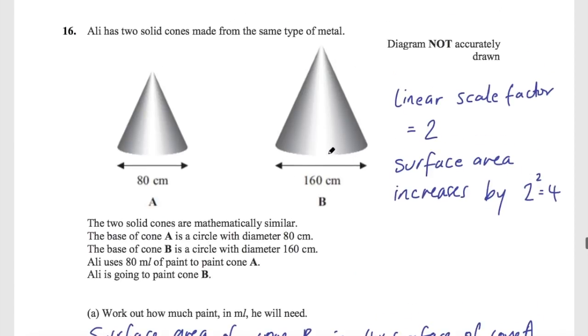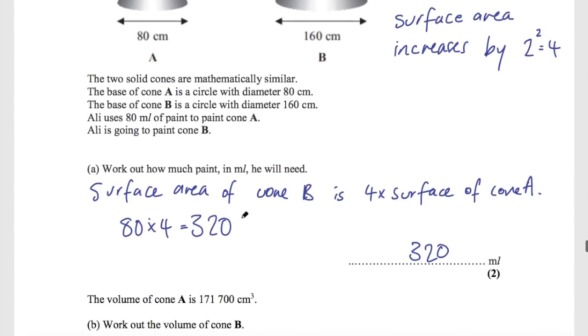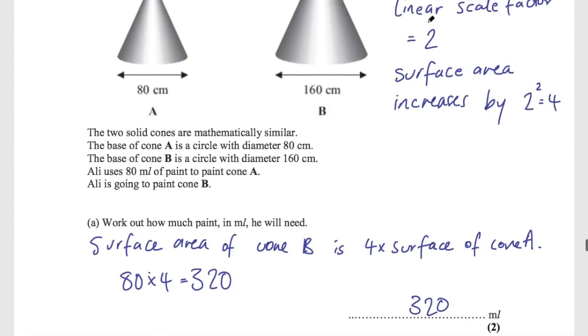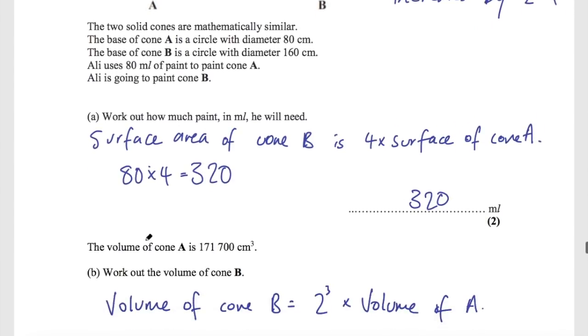And that works with any solids. If you're talking about cylinders or cuboids or any of the solids we talk about in GCSEs, if you take the linear scale factor and you square it, you get the ratio of the surface areas. And if you cube the linear scale factor, you get the ratio of the volumes.